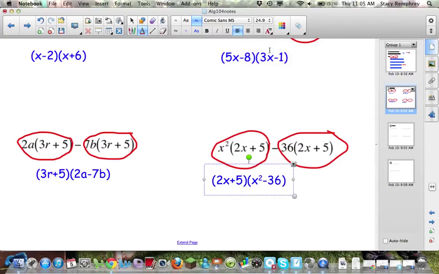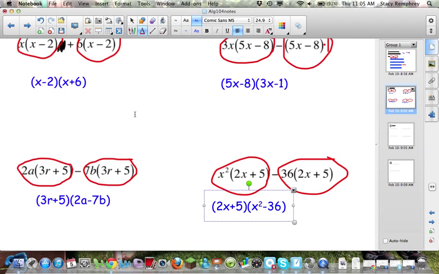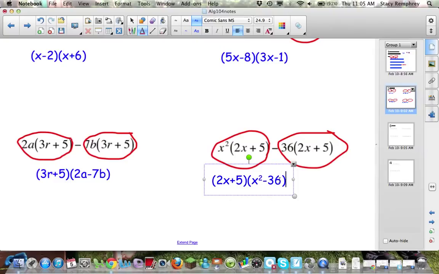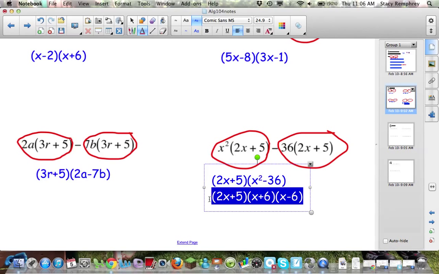Now, a lot of you probably got to here, I'm hoping, but you may have missed that it does say up in the instructions to factor completely. And you have done part of the factoring, but look right here. This can be factored further. So I need to do that. Okay, so this is your final answer. That's factored completely.